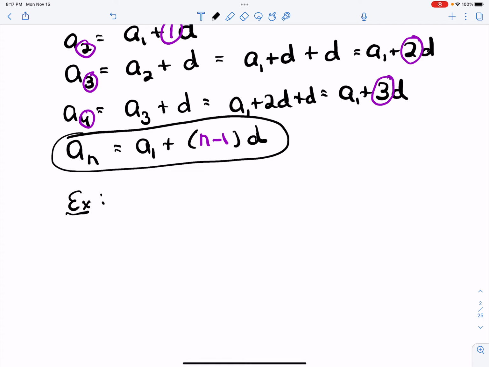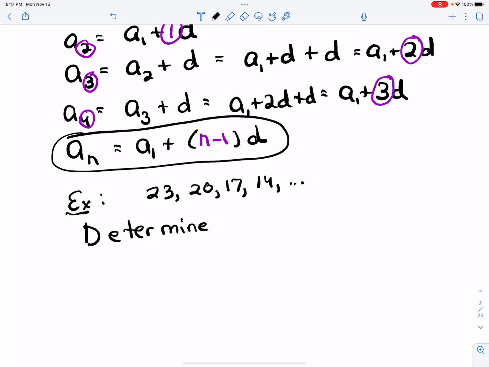Okay. Let's say we have the sequence 23, 20, 17, 14, etc. It's an infinite sequence because it has the ... It keeps going in that pattern. And they want us to determine a sub 16 and a sub n.